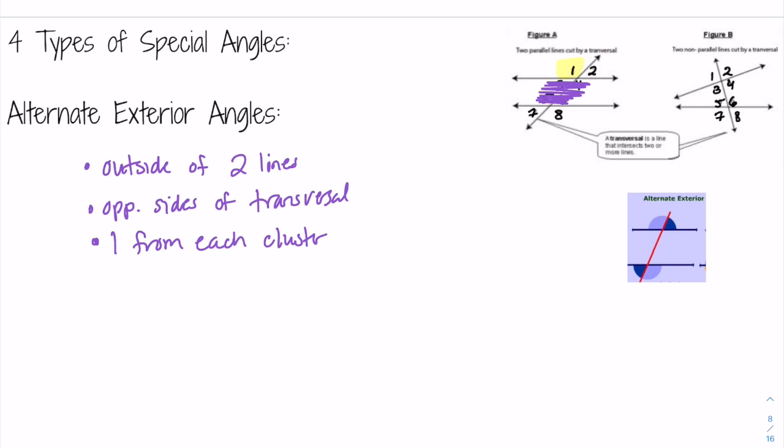So if I'm looking at angle 1, angle 1's on the left side of that transversal. I need an angle from the bottom that's on the right side. It has to be exterior, so that would make it angle 8. So angle 1 and angle 8 are alternate exterior angles. In the same way, 2 and 7 would be alternate exterior angles as well.